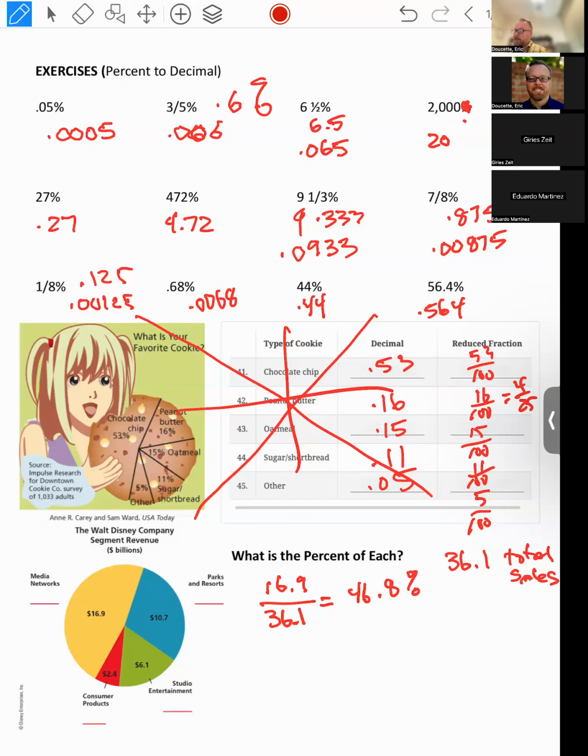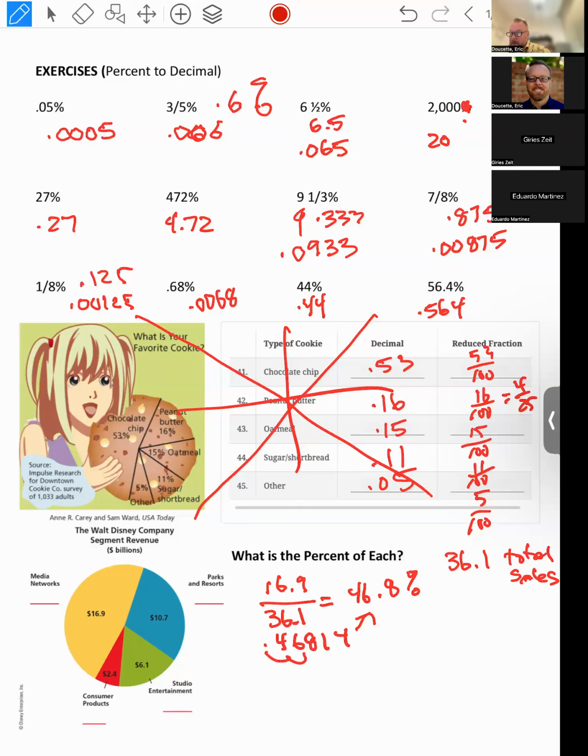So if you do the math on that, I'm just going to do 16.9 divided by 36.1, it's going to give me an answer of 0.46814, and it goes on. Okay, so that was my answer of the math, but I needed to convert it to percent. So I had to move it over 2 spaces, and that gave me my 46.8%. So again, the same thing.